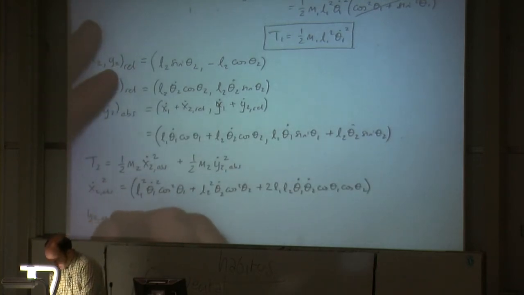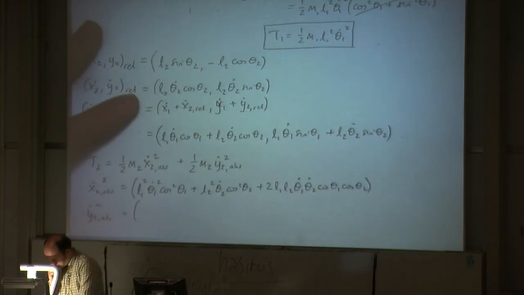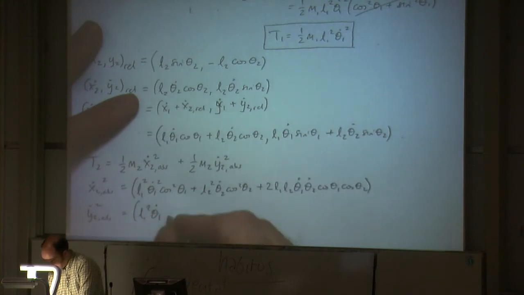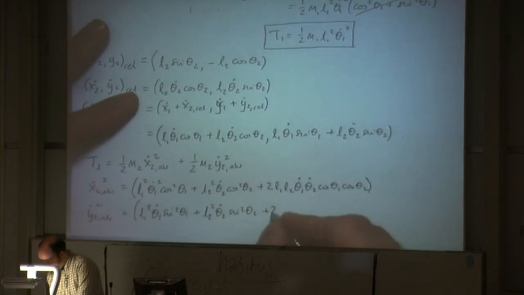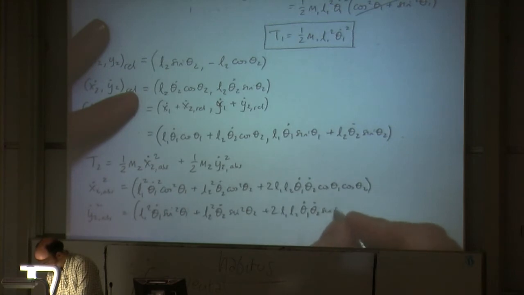y2 absolute dot squared, we can follow similar logic. L1 squared theta 1 dot squared sine squared theta 1, plus L2 squared theta 2 dot squared sine squared theta 2, plus 2 L1 L2 theta 1 dot theta 2 dot sine theta 1 sine of theta 2.